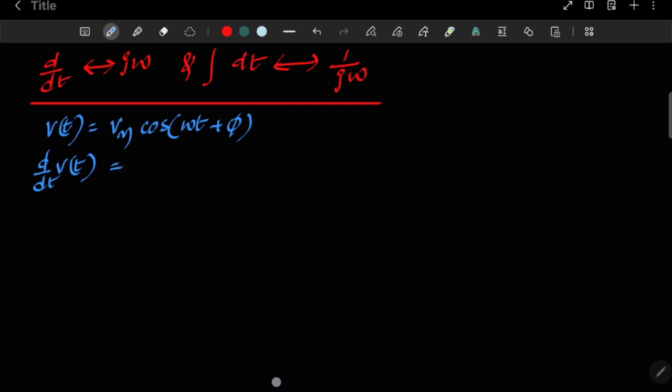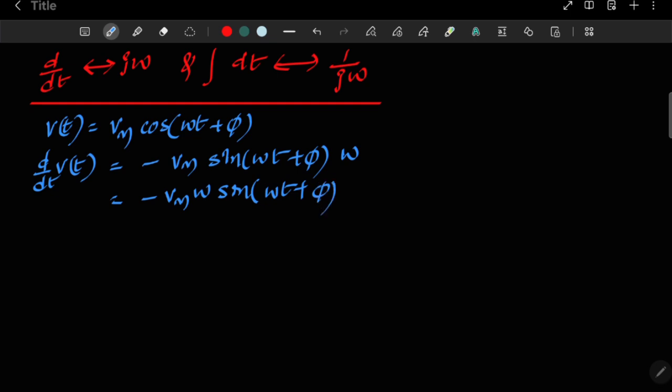It is equal to Vm, which is a constant, and the derivative of the cosine function is minus the sine function, sine of omega t plus phi, and for the inside omega t the derivative is omega. Then we can rewrite this as minus Vm omega sine of omega t plus phi. Then, to remove this minus, I will take sine of 180 plus theta, and for the rest I take the remaining angle.